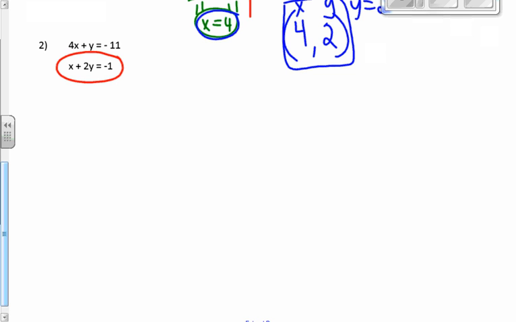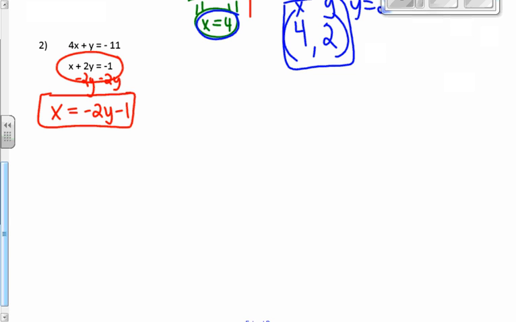We're typically used to seeing y equals and writing our equation of our line in function form, but it's also okay for the substitution method to get the x alone. So if you look at the second equation here, we're going to get x by itself. I'm going to subtract 2y over to the other side, and I get x equals negative 2y minus 1. This is what x equals.